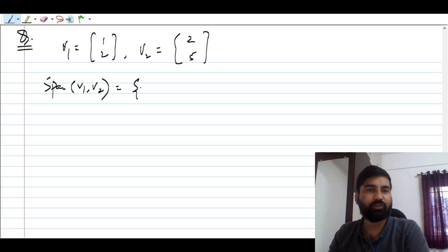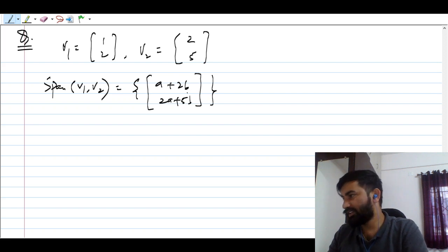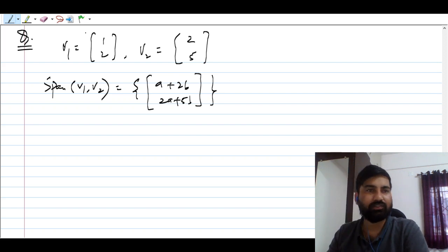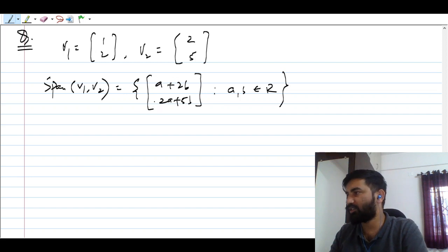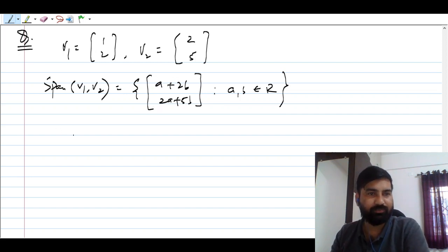तो स्पैन ऑफ v1 एंड v2 क्या हो सकते हैं, आप बताओगे. Span of v1 and v2 is nothing but the set, okay, of by taking the linear combination of them. So you take (a + 2b, 2a + 5b), right? So by taking the linear combination of them, such that here you can say that a and b are nothing but real numbers, right? So this is a set kind of, right? Now the question is what?